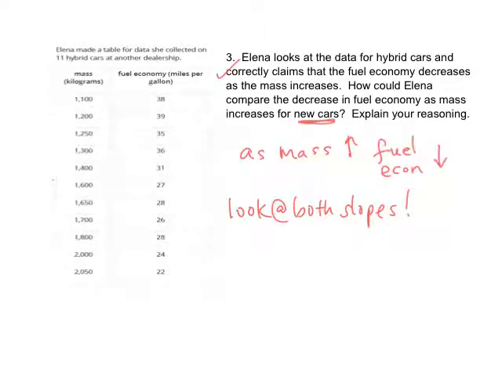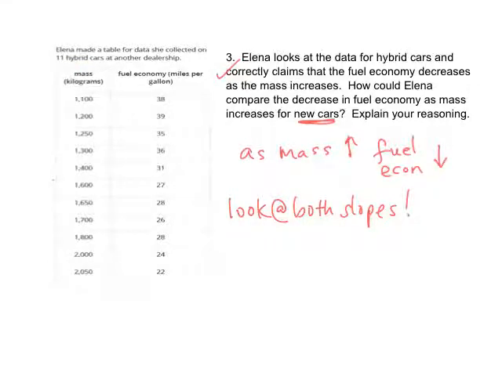All right, so Elena claims that the fuel economy decreases as the mass increases. So take a look at our data. Here, the mass is getting bigger, and here the fuel economy is going down. So she is right. As mass gets bigger, fuel economy decreases. So that's correct. Now, how could Elena compare the decrease in fuel economy as mass increases for new cars? Note, this chart is for hybrid cars.